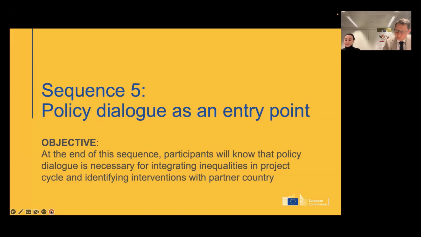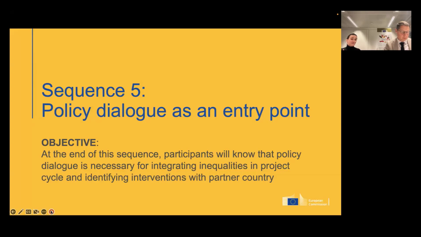And now the objective is really to understand which are the entry points you can use in order to mainstream inequalities. We have seen the country analysis and the importance also of research in this country analysis. And now the objective is to talk about policy dialogue. It was one of the points that you mentioned as important in the first session.